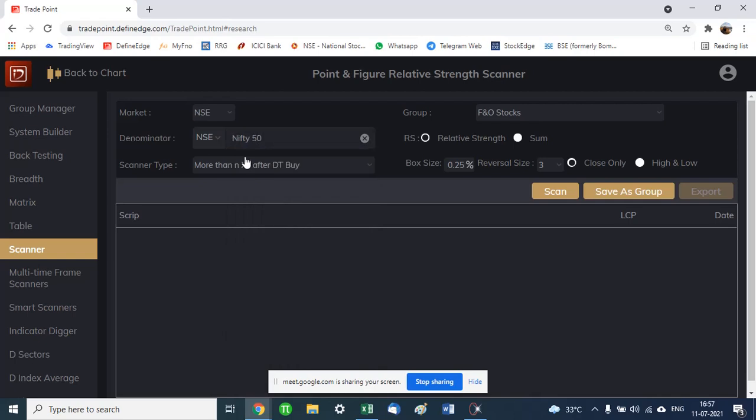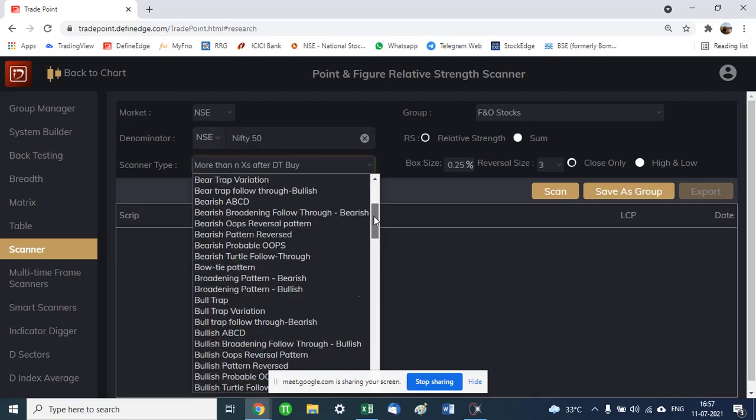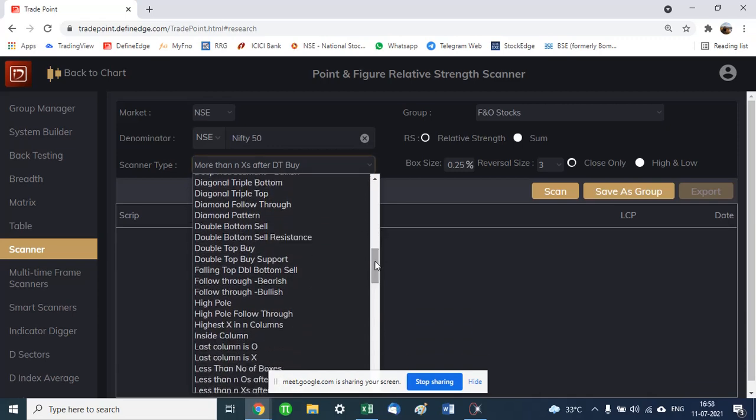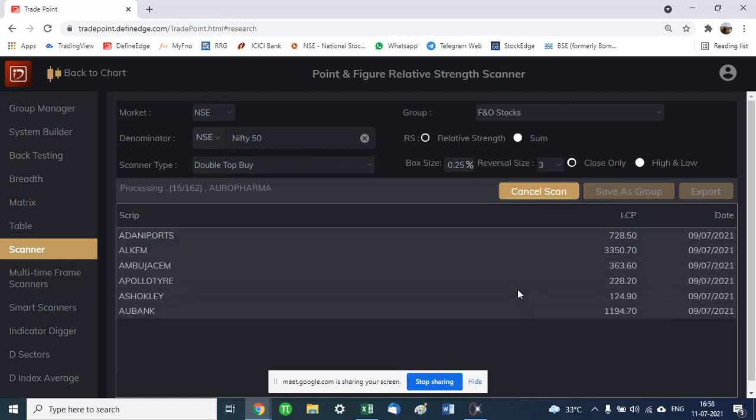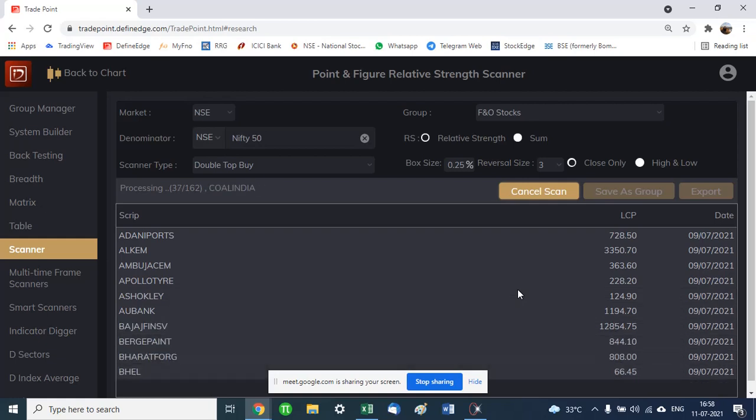So now we are running a scan for point and figure relative strength. So on relative strength chart, it should show a double top buy. The stock should show a double top buy as against Nifty 50. So it's a ratio chart double top buy that we are talking about on a daily time frame. This we can in fact convert to weekly also by changing the box size from 0.25 to 1%. That is our choice. So we run the scan.